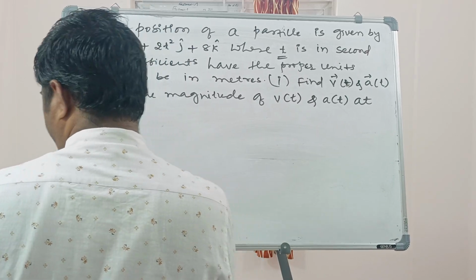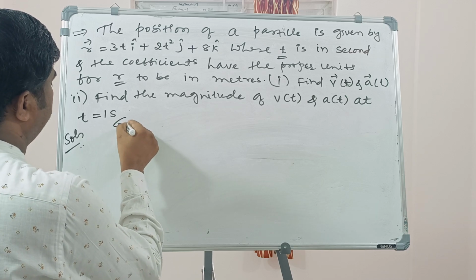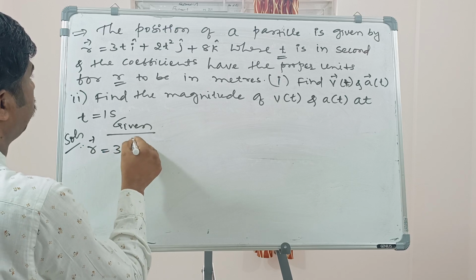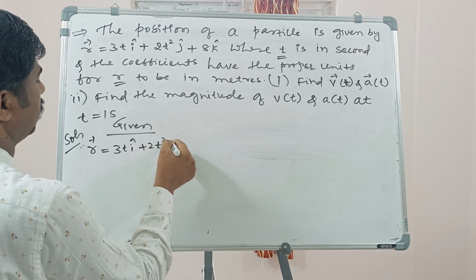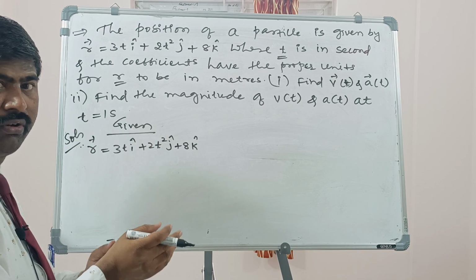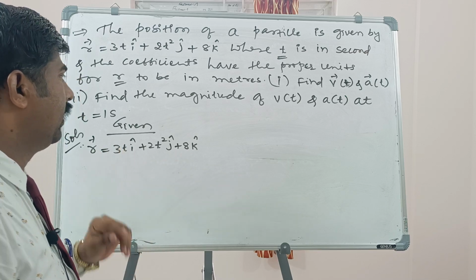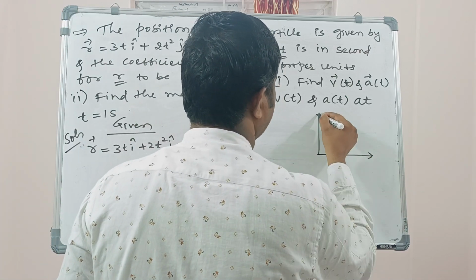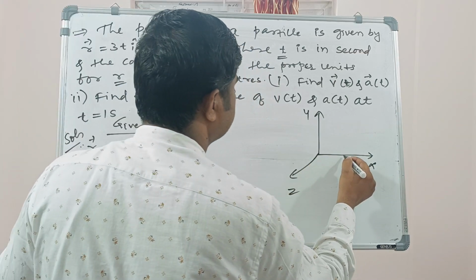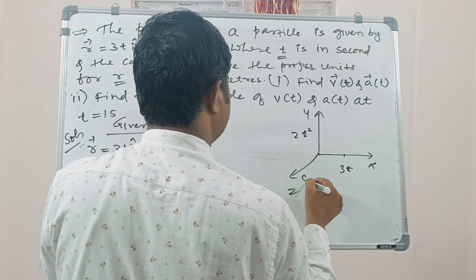Then coming back to the numerical, what it says: the position of the particle is given. Let us write the position of the particle first. So vector r is equal to 3t i cap plus 2t square j cap plus 8k cap. This is the position of the particle in a three-dimensional view, because here we have i cap, j cap and k cap. That means the position along x-axis is like this. This is the x-axis, this is the y-axis and this is the z-axis. Along x-axis we have 3t, along y-axis you have 2t square, along z-axis you have 8.